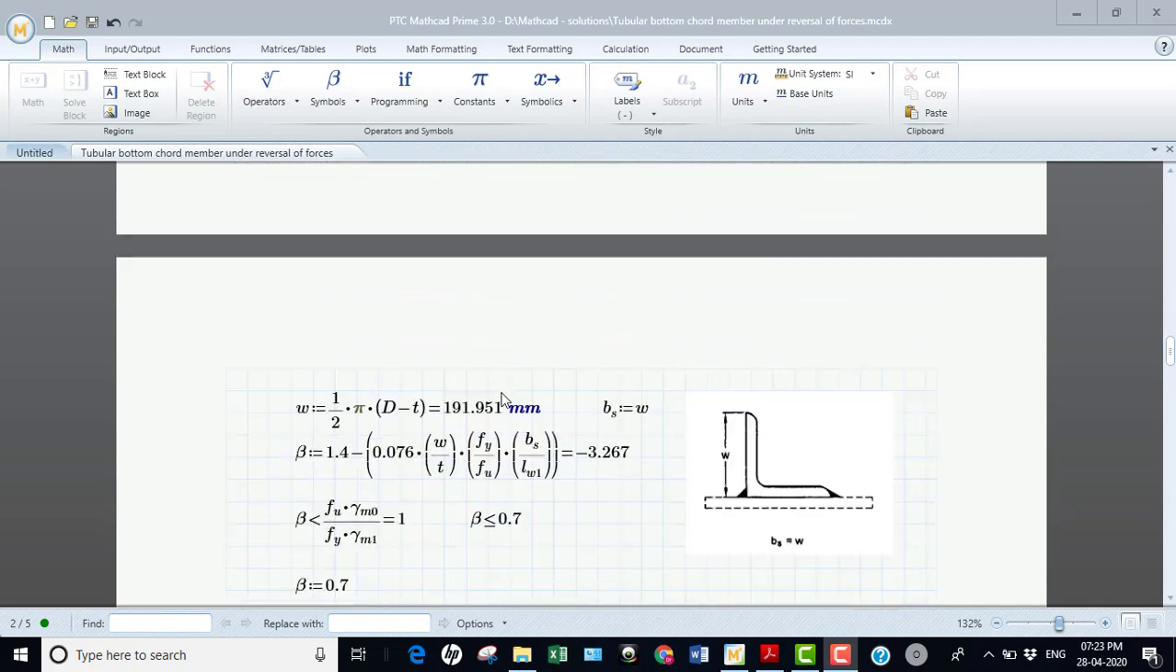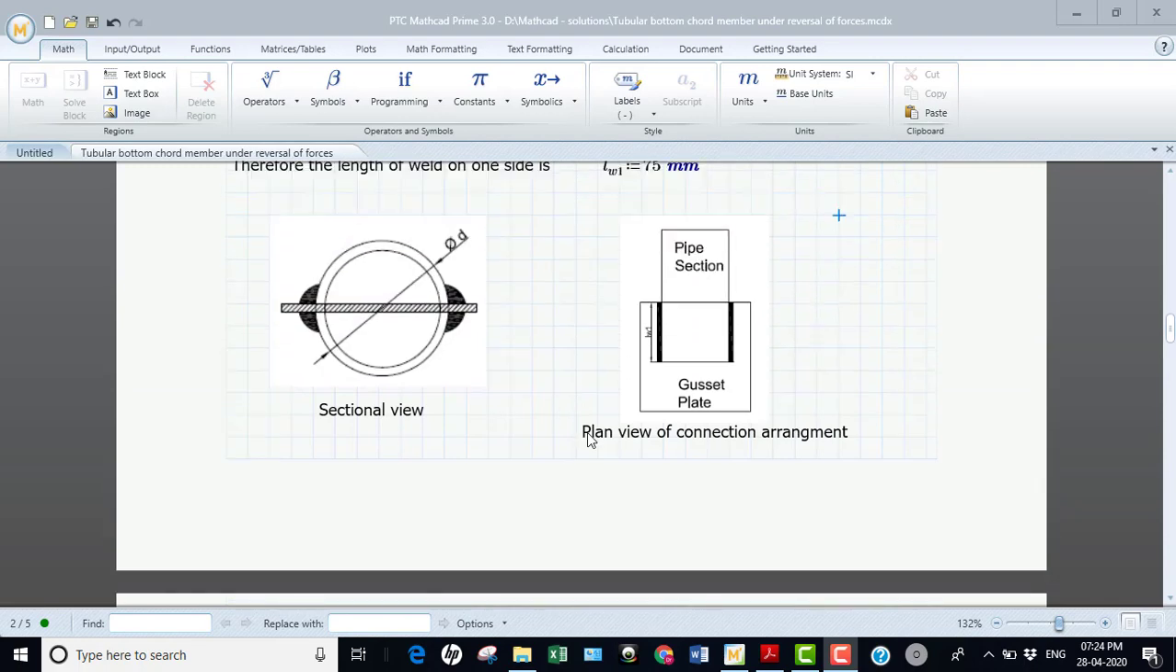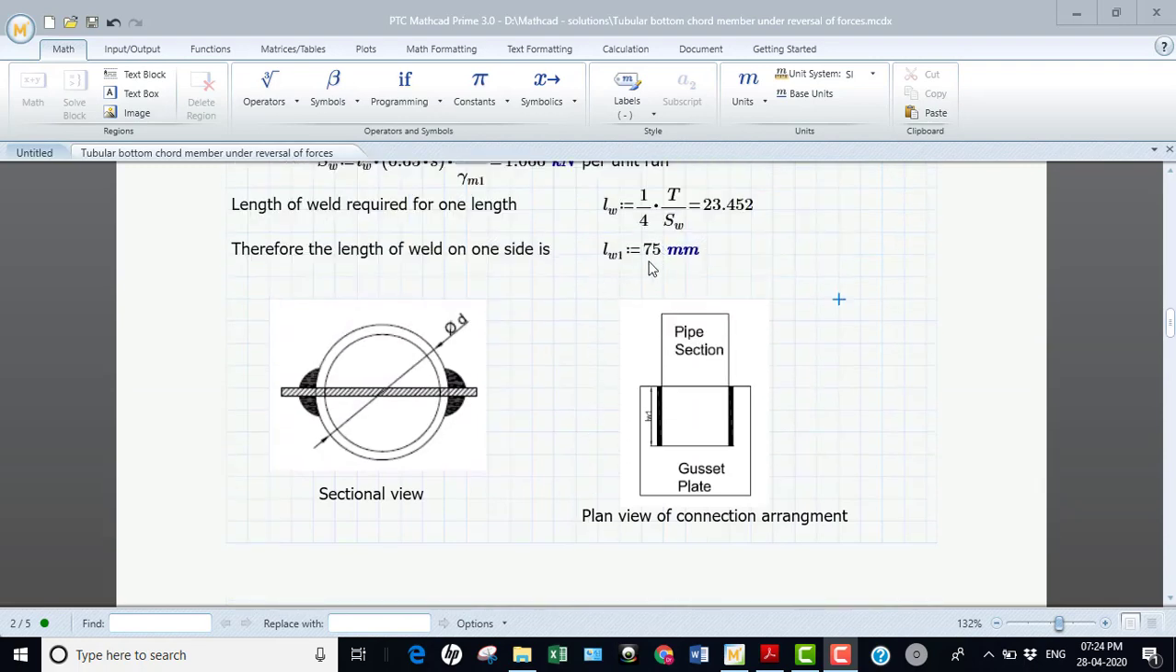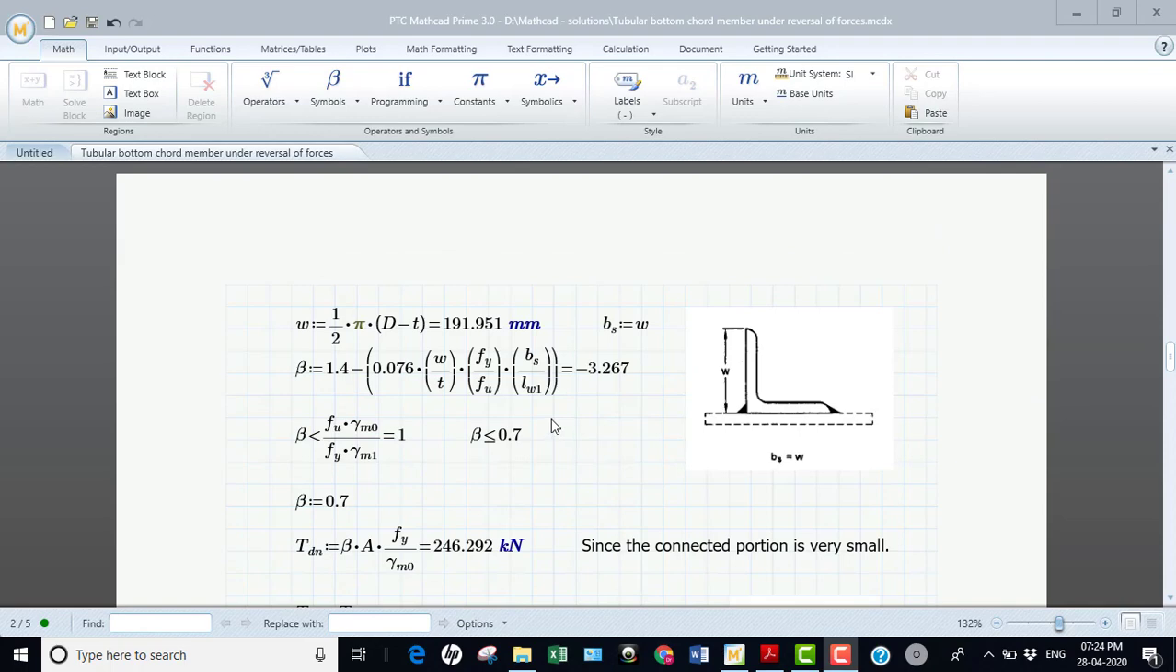After knowing the weld length, I should calculate the beta parameter. To get this beta parameter, you should know all the parameters. Where W is the outstand length, and BS is the length of the outstand from the connection. Here, since it is welded, the outstand length as well as BS are one and the same. You know the yield stress of the pipe and the ultimate stress of the pipe, where LW1 is nothing but the length of the weld. Here we have calculated the length of the weld required for this connection as 75. I substitute that 75 here. Then I can calculate the value of beta. So the value of beta comes like this.